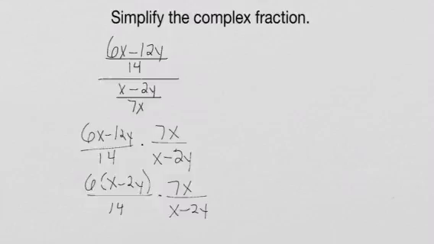What we see now is the x minus 2y's cancel. 7 becomes 1, 14 becomes 2. And so we get 6 times x on top, which is 6x. And then we get 2 times 1 on the bottom, which is just 2. And now 6 over 2, we can simplify that a little further, and that gives me a total of 3x.